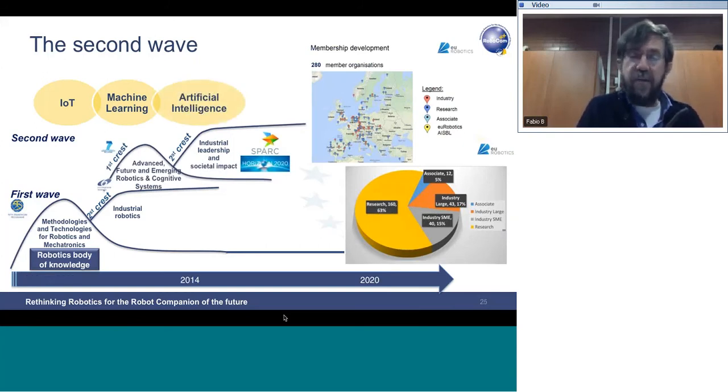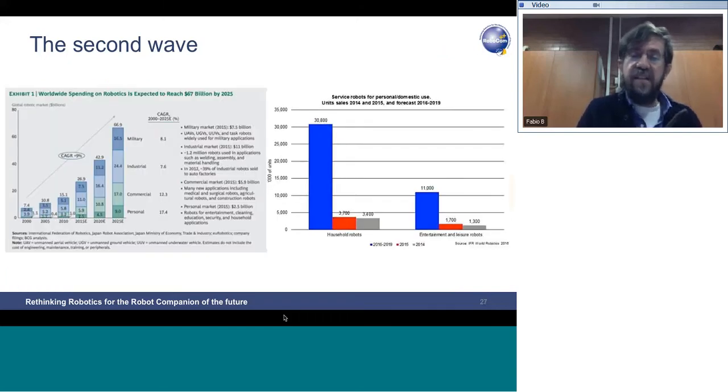What's happening now is that we have a second wave where, thanks to the Internet of Things, which is the possibility of connecting many things in a very cheap way with a protocol like the Internet protocol, and machine learning, which is a powerful tool because it allows realistic behaviors, though it doesn't fix everything, and some artificial intelligence, this is leading to an explosion of application robots.